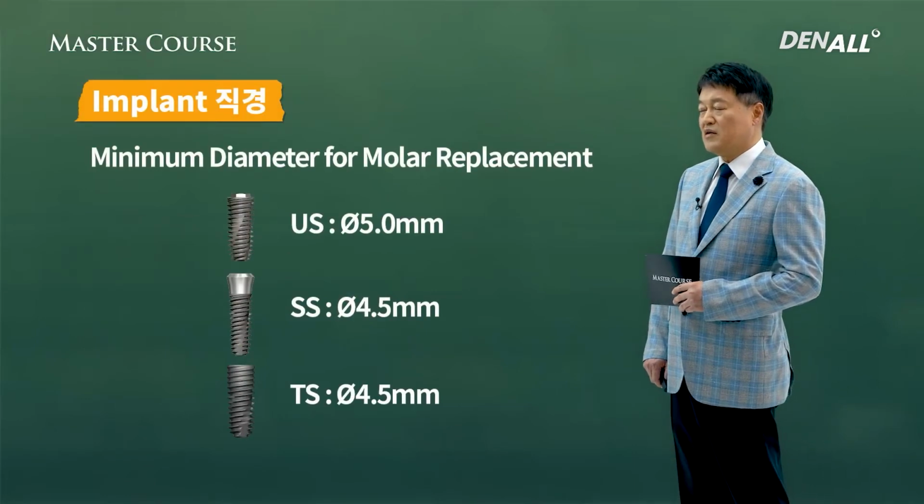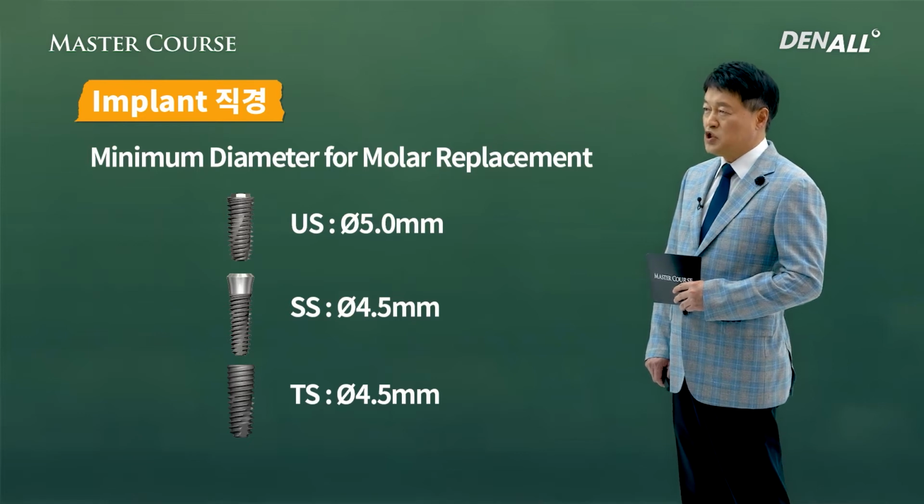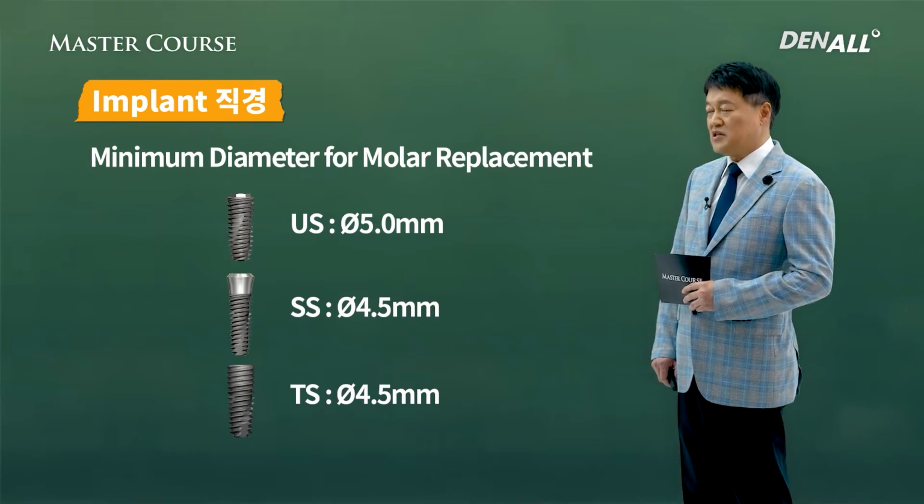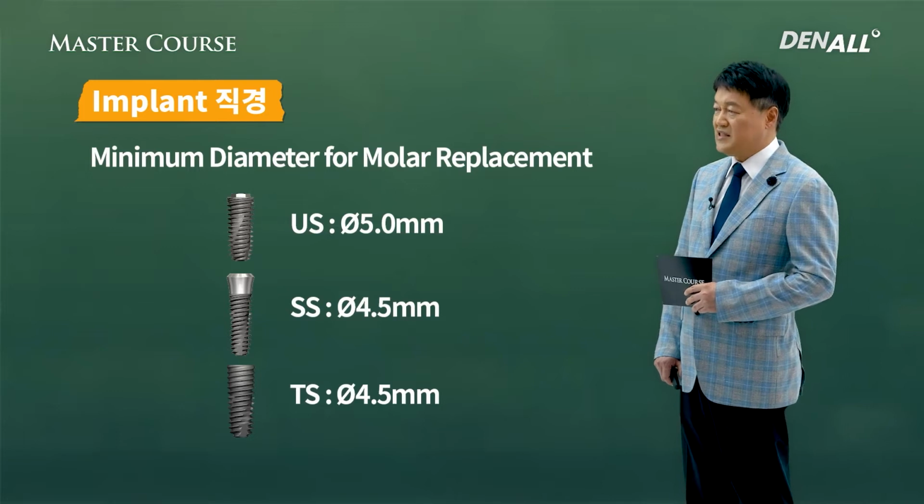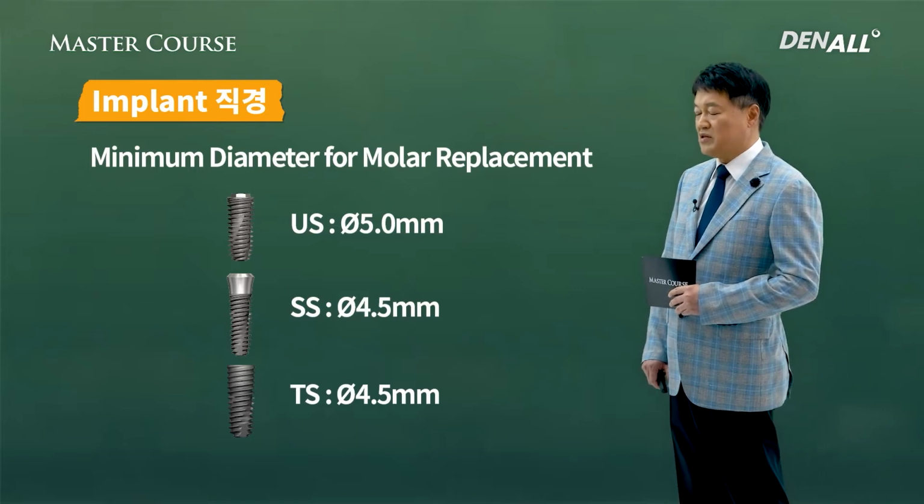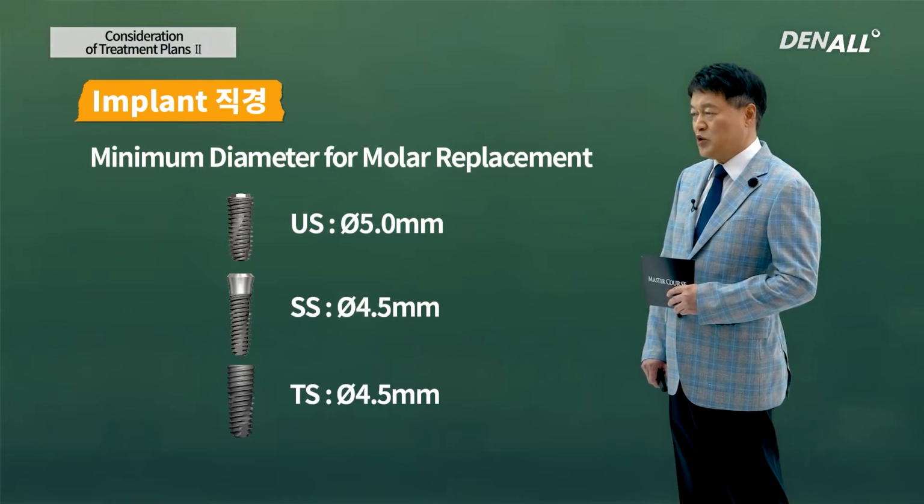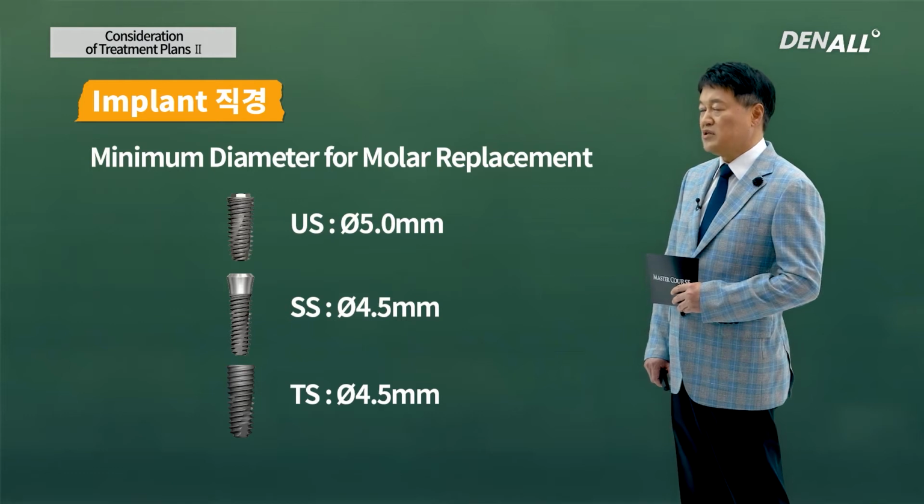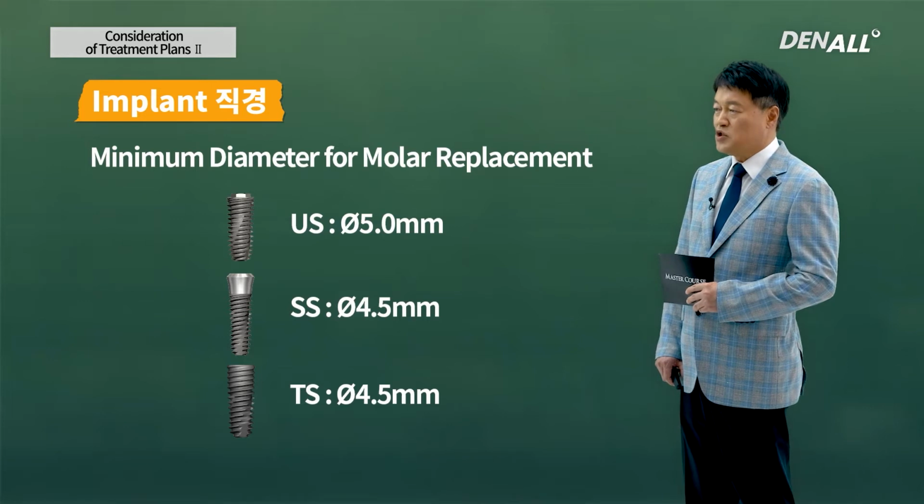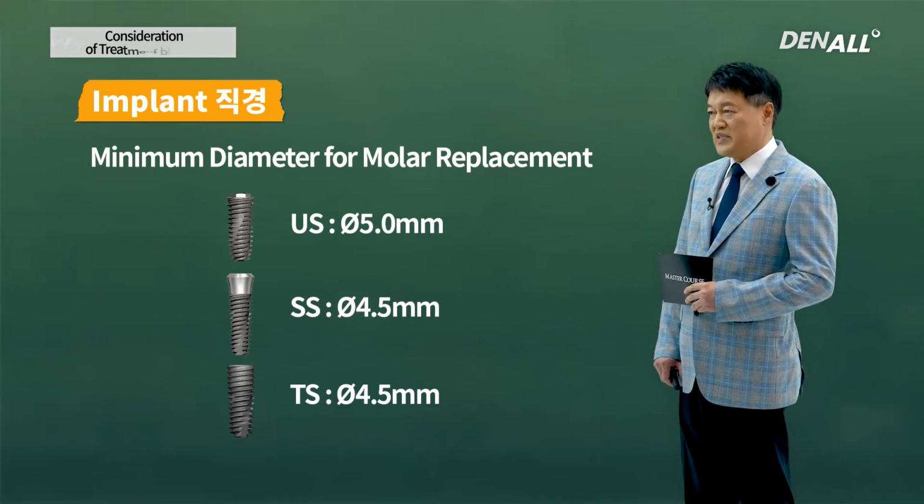Especially in the molar area, for implant stability, the minimum thickness for the US is 5 millimeter. In SS, 4.5 millimeter. On TS, 4.5 millimeter. In the molar area, at least you need to place this amount of thickness.